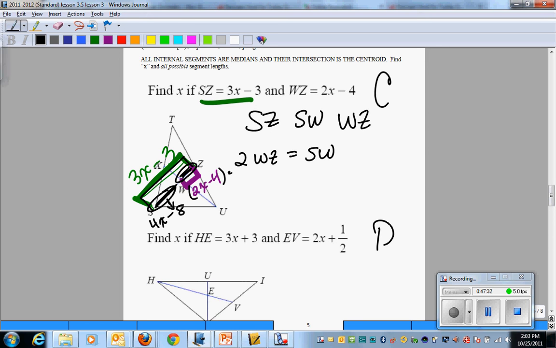I'm not quite seeing those light bulbs. Do you see the purple? If you do 2 times the purple, you get the black. Does that make sense? So do you understand? It's 4x minus 8, Nick.